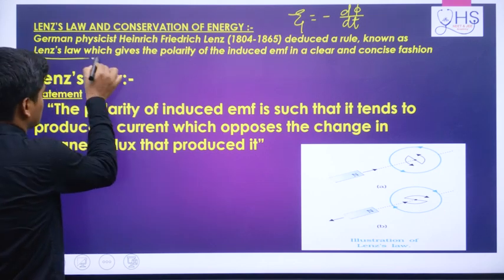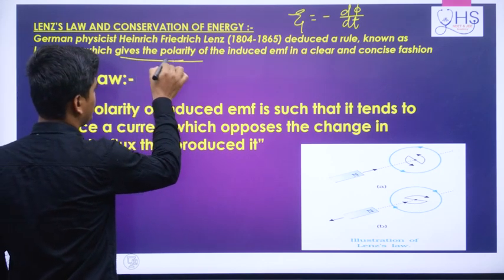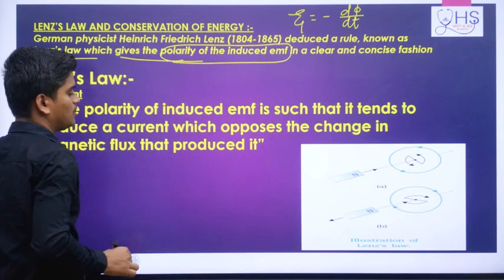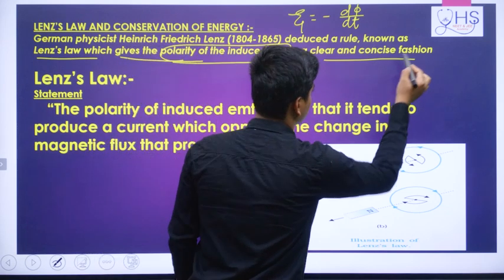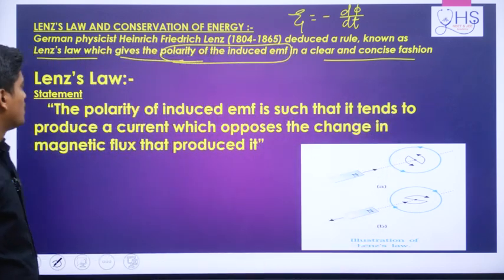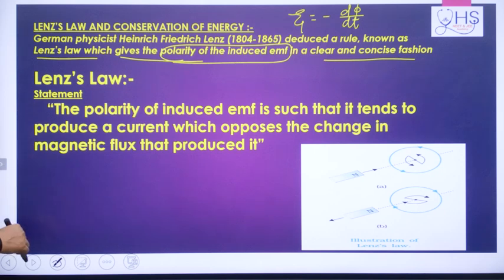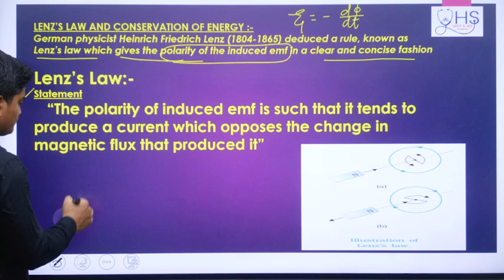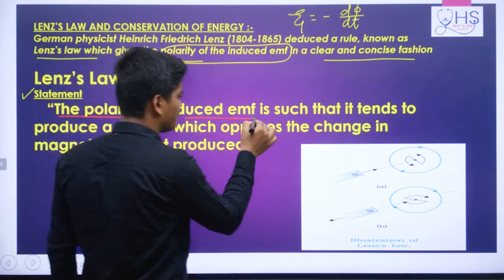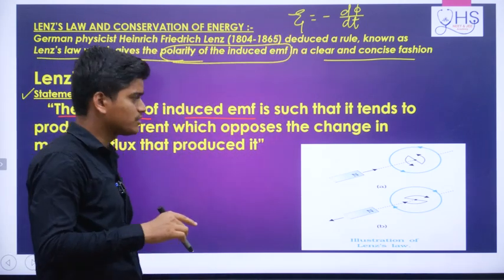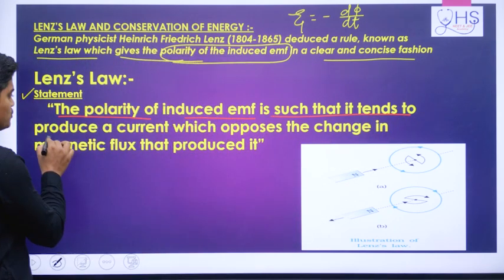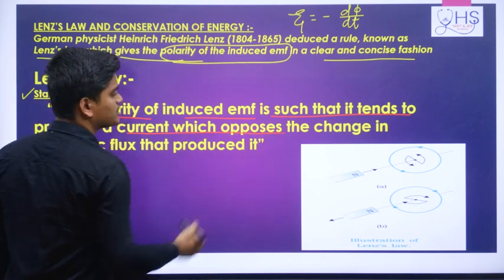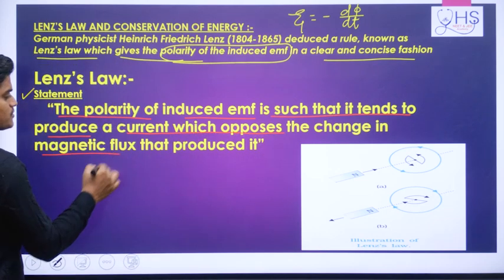Remember, Lenz's law basically gives the polarity of the induced EMF, in a clear and concise fashion. That is what we will discuss. So what is this law telling? Now check the first statement. The polarity of the induced EMF which is developing due to a change in flux is such that it tends to produce a current which opposes the change in magnetic flux.